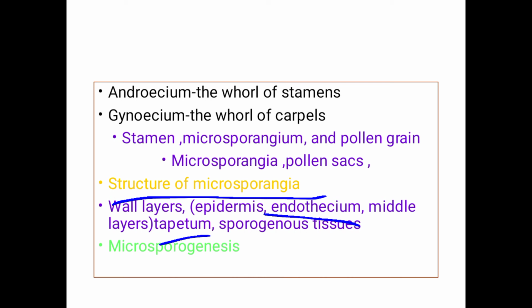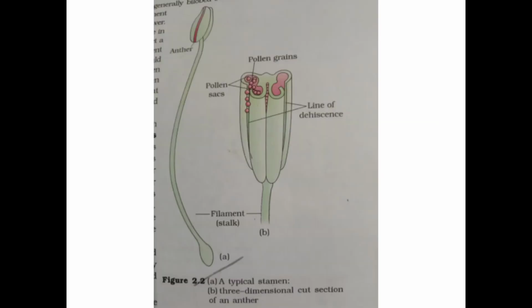So these are the functions of the outer three wall layers, and the innermost layer is known as the tapetum. The tapetum is the nourishing tissue. When the pollen grains develop, where do they get the nourishment from? From the tapetal layers.